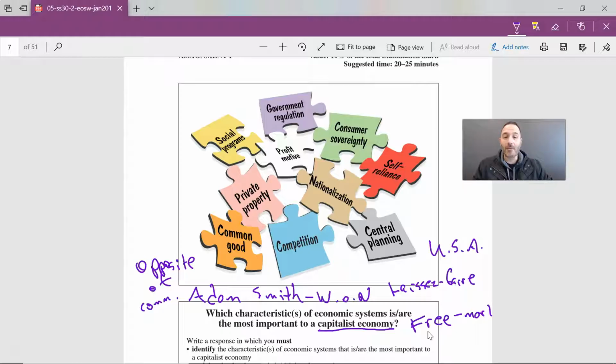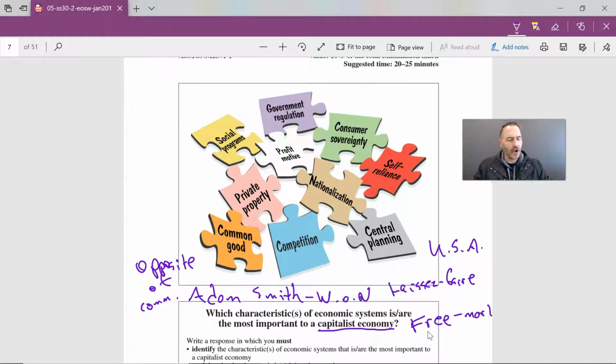Okay, now what I tell my students we want to do is we want to look at the prompts and we want to write down. First of all, we're going to circle the ones that work with capitalism, and then we cross off the ones that don't. And then based upon that, we'll look at how many are left, and then we'll choose our top 2 or 3 and actually write about them. Okay. So let's start here in the bottom left.